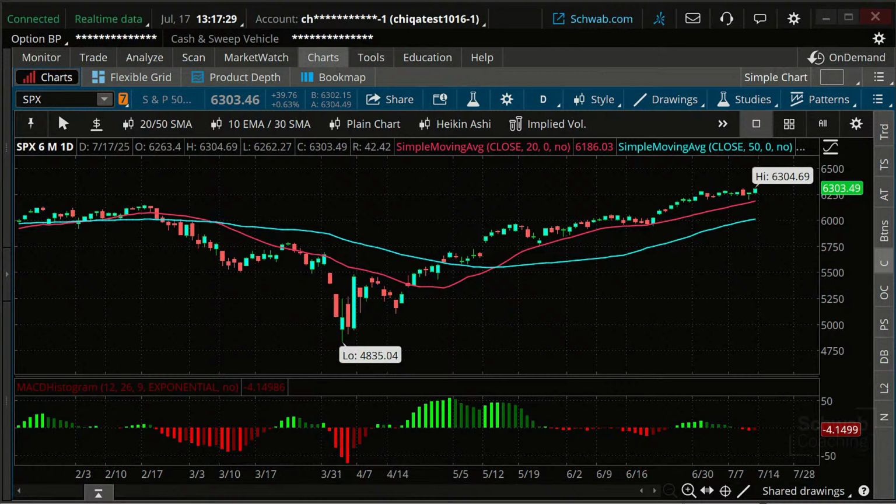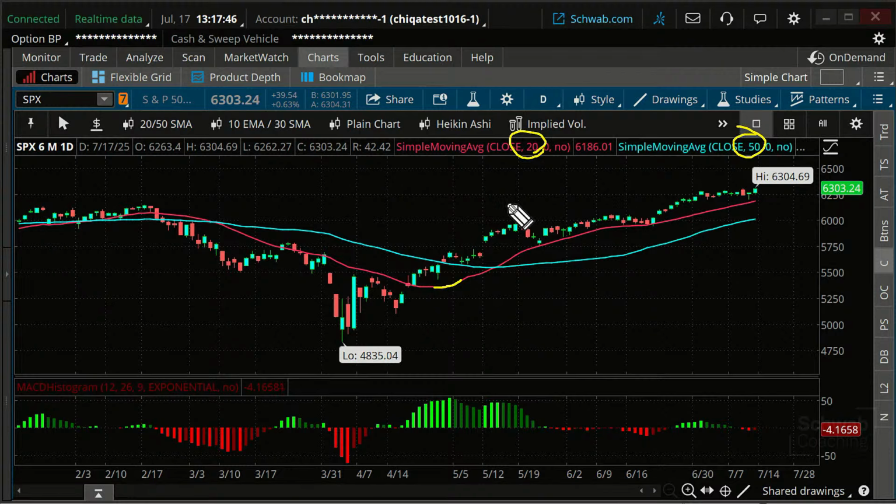But here are the parameters I'm using for a bullish stock today. And of course, you can modify whatever. But on this chart, I have a 20-day moving average. That's the red line right there. And I have a 50-day moving average.